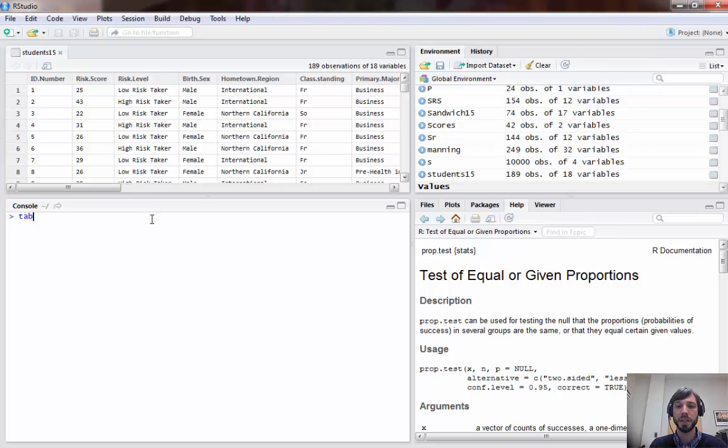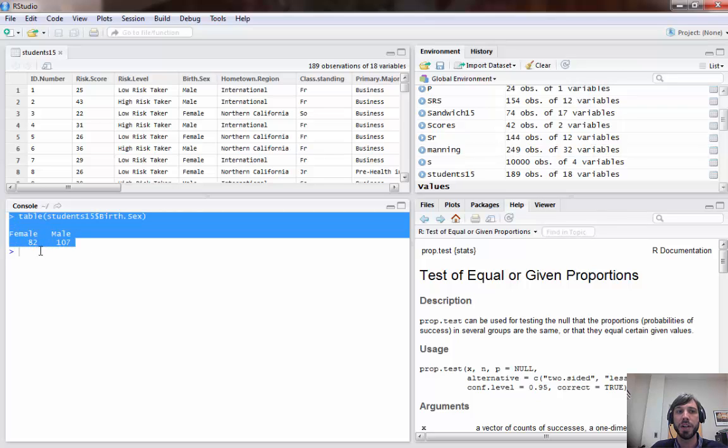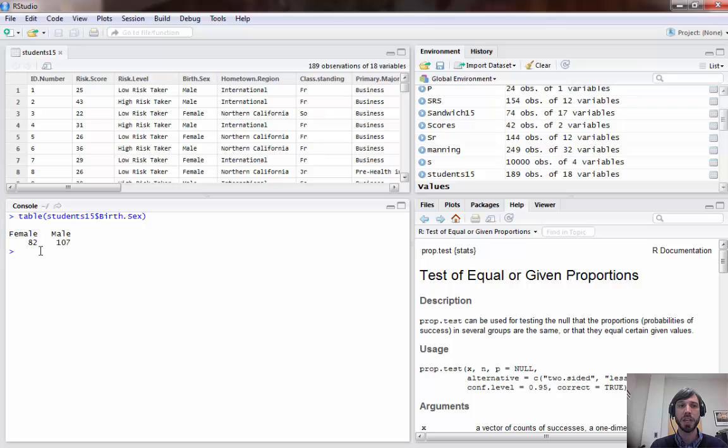Now to begin, you could create a table of values for the variable of interest just to get a preliminary idea. And notice that in our sample, there were 82 females and 107 males. So we could actually compute directly the sample proportion of females by just taking the number of females divided by the total number of students.